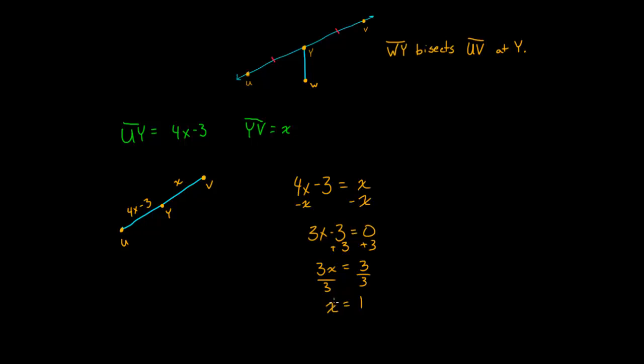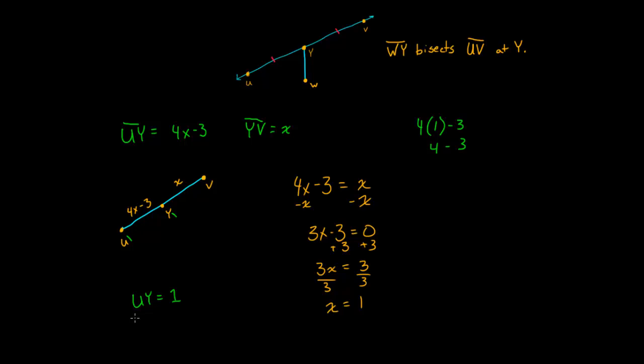It wants us to find UY and UV. So UY, it wants us to find from this point to this section here. So UY equals, I'm going to go off to the side and plug that in. 4 times 1 minus 3 leaves you 4 minus 3. So our UY is equal to 1.